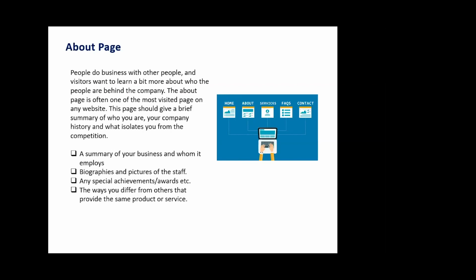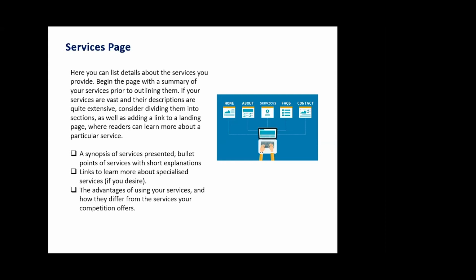About page. People do business with other people, and visitors want to learn a bit more about the people behind the company. The About page is often one of the most visited pages on any website. This page should give a brief summary of who you are, the company history, and what separates you from the competition. In other words, what makes you different. So again, you can see that your unique selling proposition or unique value proposition is reinforced throughout your website. It should contain a summary of your business and whom it serves, biographies and pictures of staff, any special achievements, awards, and the way that you differ from others who provide the same product or service.